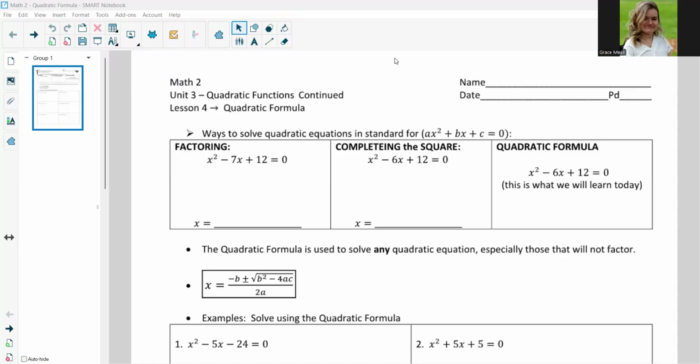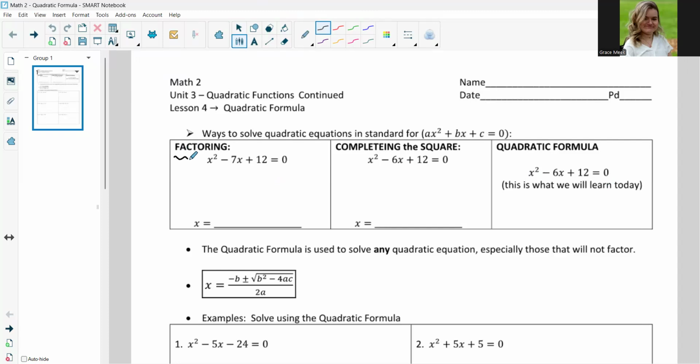Good morning, guys. What I'm going to teach you today is how to use the quadratic formula. You have learned a couple of different things so far. You have learned about normal factoring, and you have learned about completing the square. Today, you are going to learn how to use the quadratic formula to find solutions. So let's do a quick review here.